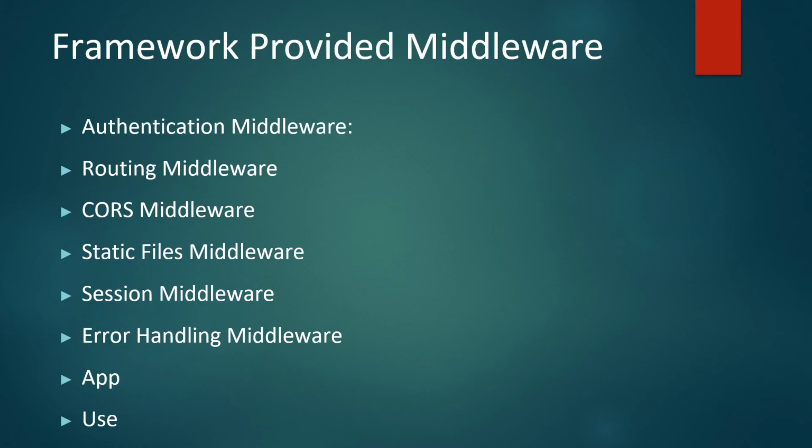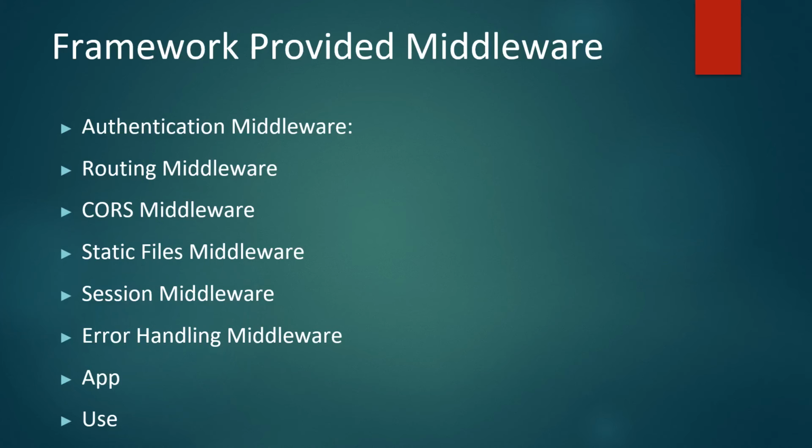First, authentication middleware. What is the use of authentication middleware? We authenticate our application with a username and password, validate them, and based on that we can send a token. The authentication could be a JWT token, cookie based, or anything. If we want to implement such a mechanism in .NET Core, we can use the authentication middleware.